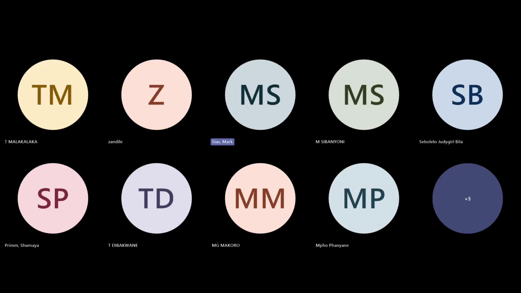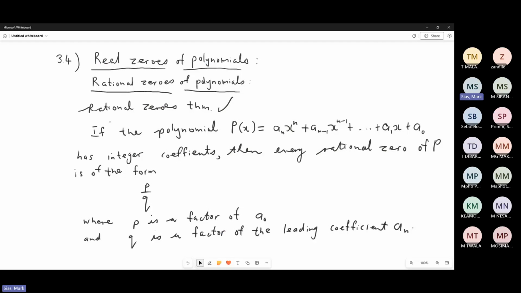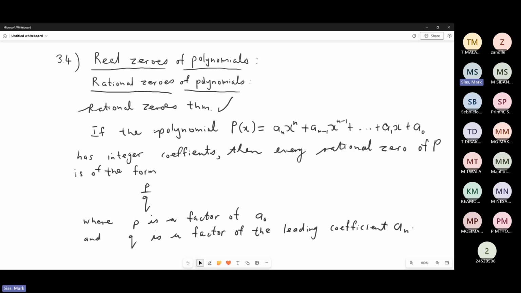Theorem says the following. That's the theorem there. So if the polynomial p of x is equal to a subscript n times x to the n plus a subscript n minus 1 times x to the n minus 1 plus, and those three dots denote other terms in between there, a1x plus a0. So those an, a subscript n minus 1, a subscript 1, a0, those are real coefficients, okay?